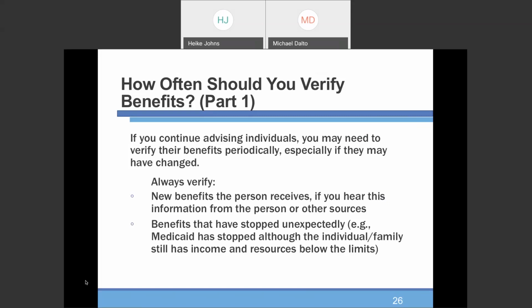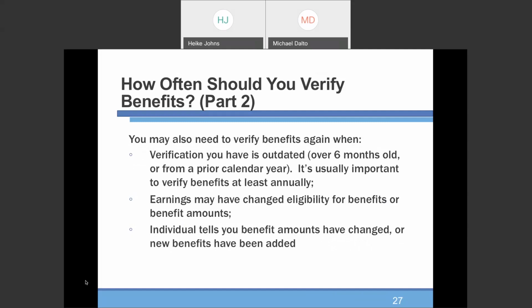So if you do verify benefits periodically, you want to verify any new benefits the person has received since the last time you were in contact with them. You want to verify any benefits that have stopped that you weren't expecting would stop. And you want to verify benefits, even if they've continued, if the verification you have is out of date. Generally, if it's over 6 months old or if it's from a previous calendar year. Usually a good idea to verify benefits at least once a year.